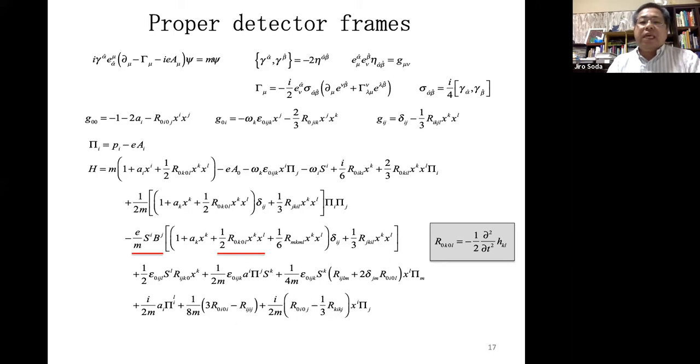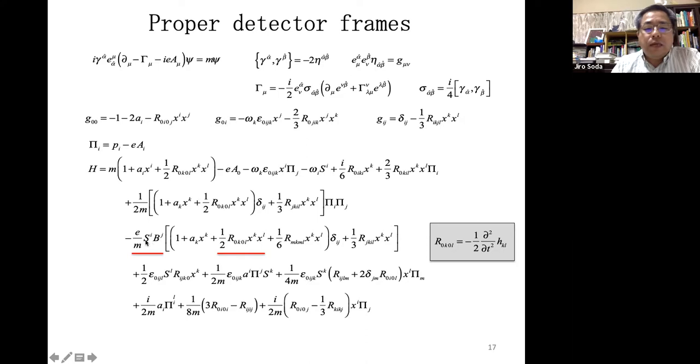However, we must be careful about the coordinate system because of the equivalence principle. So we have to start with the Dirac equation, and we have to use the proper frame coordinate system. Then this A is the acceleration of the detector, and the omega is the rotation of the detector. And here we can see the Riemann tensor. Using this proper frame coordinate system, we can calculate the effective Hamiltonian using the non-relativistic approximation. Then we got these complicated results.